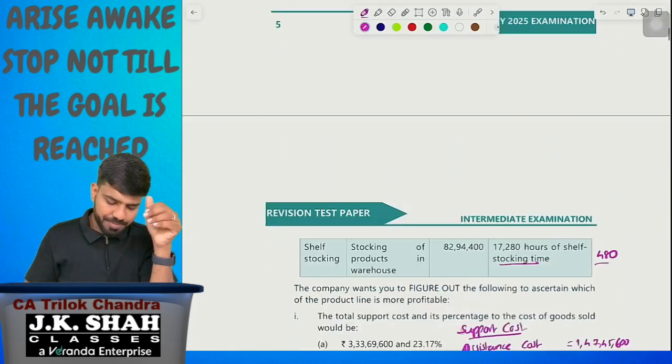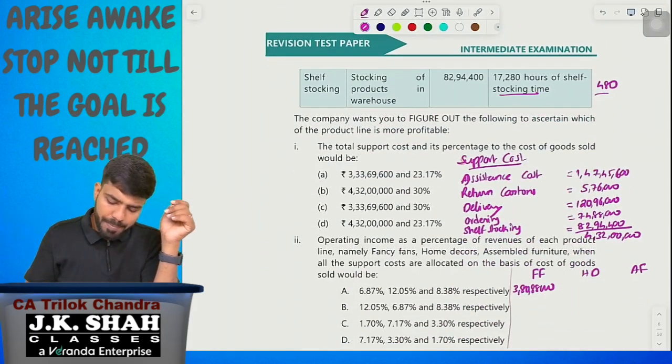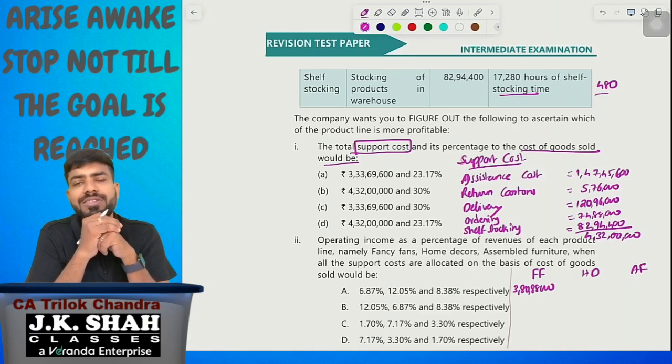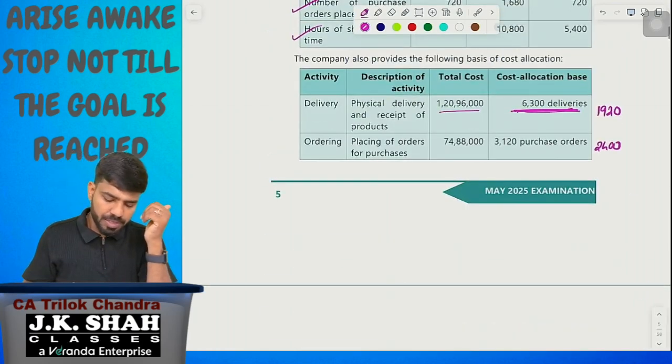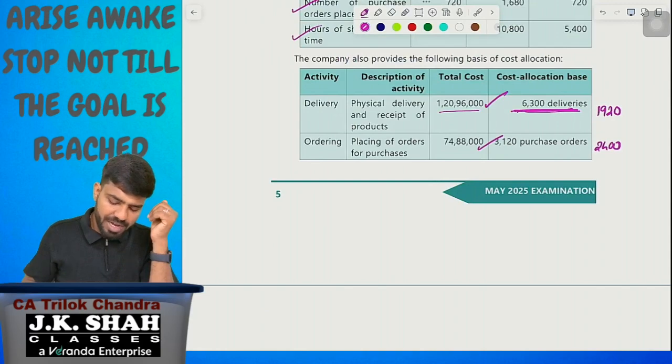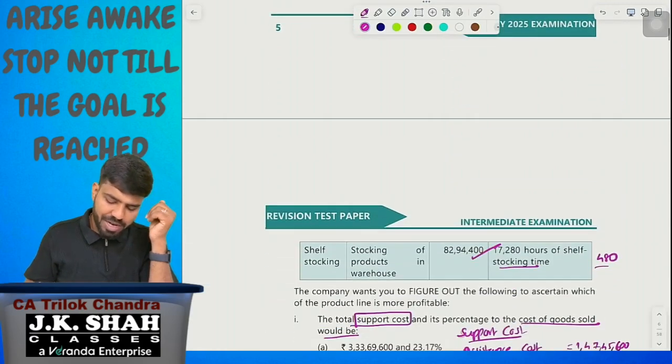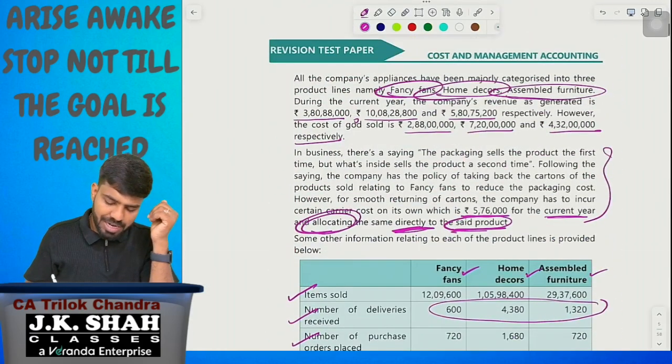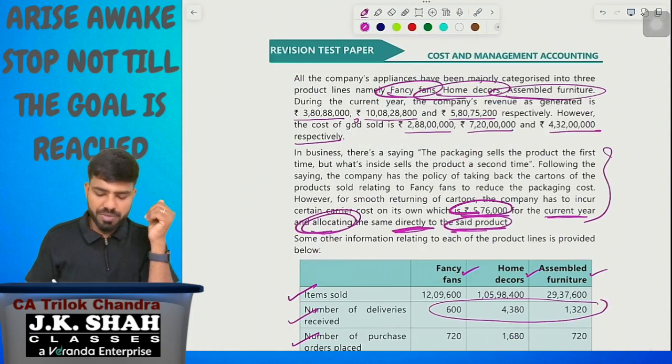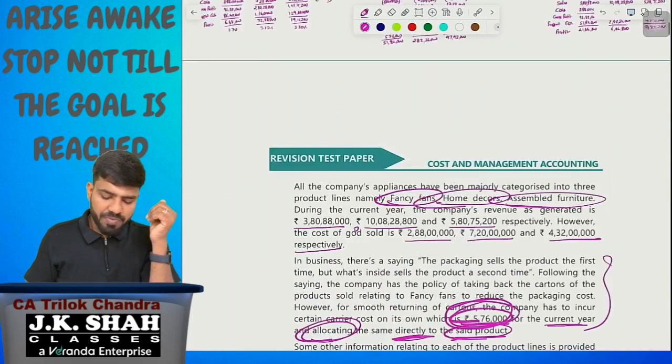Now look at the information. The company wants you to figure out the following to ascertain which of the product is most profitable. First, they are asking total support cost and its percentage to the cost of goods sold. Just make the total. See here. Delivery 1 crore 20 lakh 96,000. Ordering 74 lakh 88,000. Shelf stocking 82 lakh 94,000. Next, returning boxes 5 lakh 76,000.